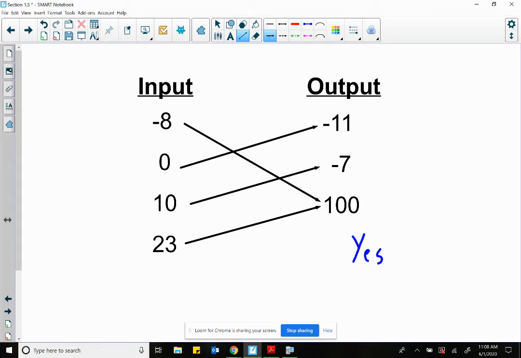Now, if I went back in and did this, now this would not be a function. Why? Because negative 8 thinks it can get away with going to negative 7 and 100. Now negative 8 is cheating. And if we wrote these out as points, you would see negative 8 appear twice as an x value. So, just so you know, x's don't cheat. But overall, yes, that is a function.